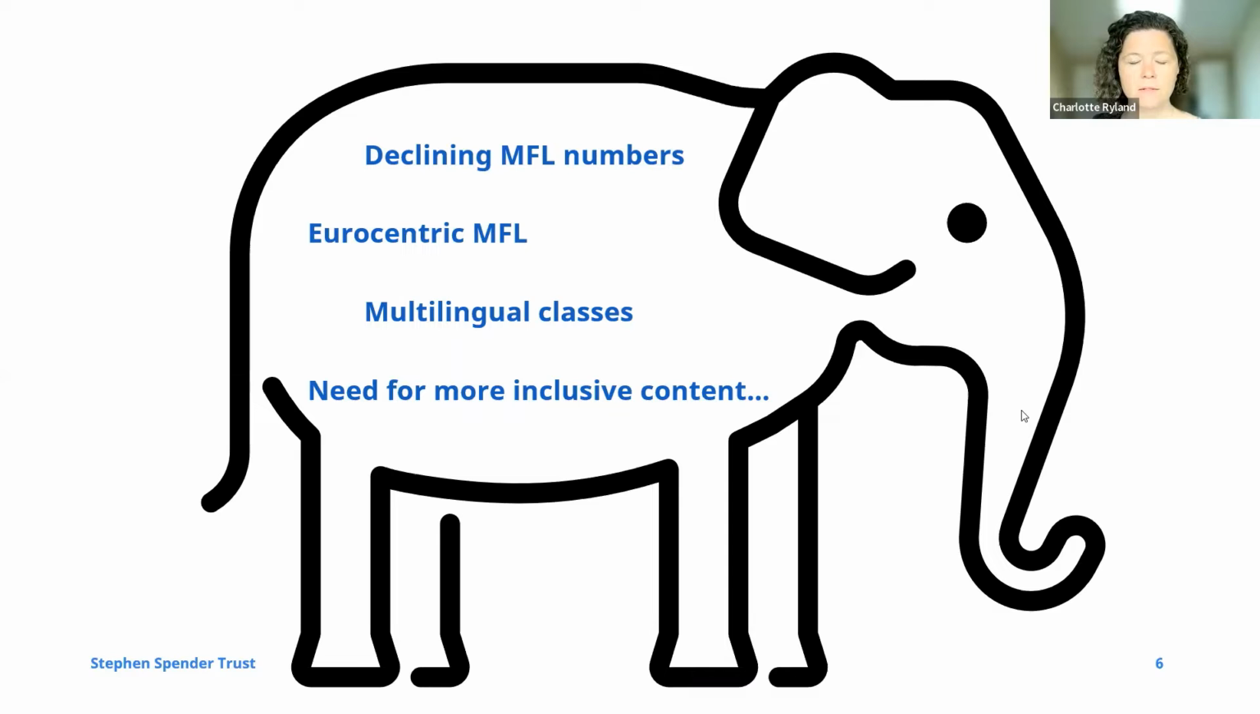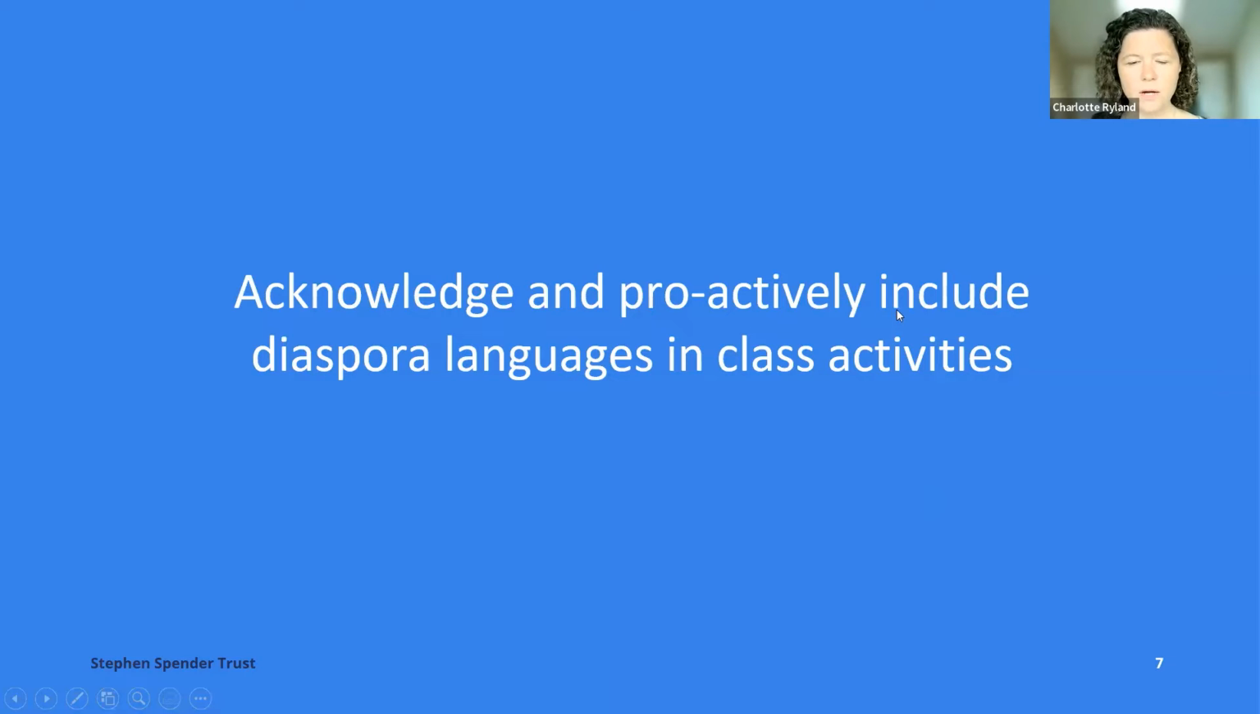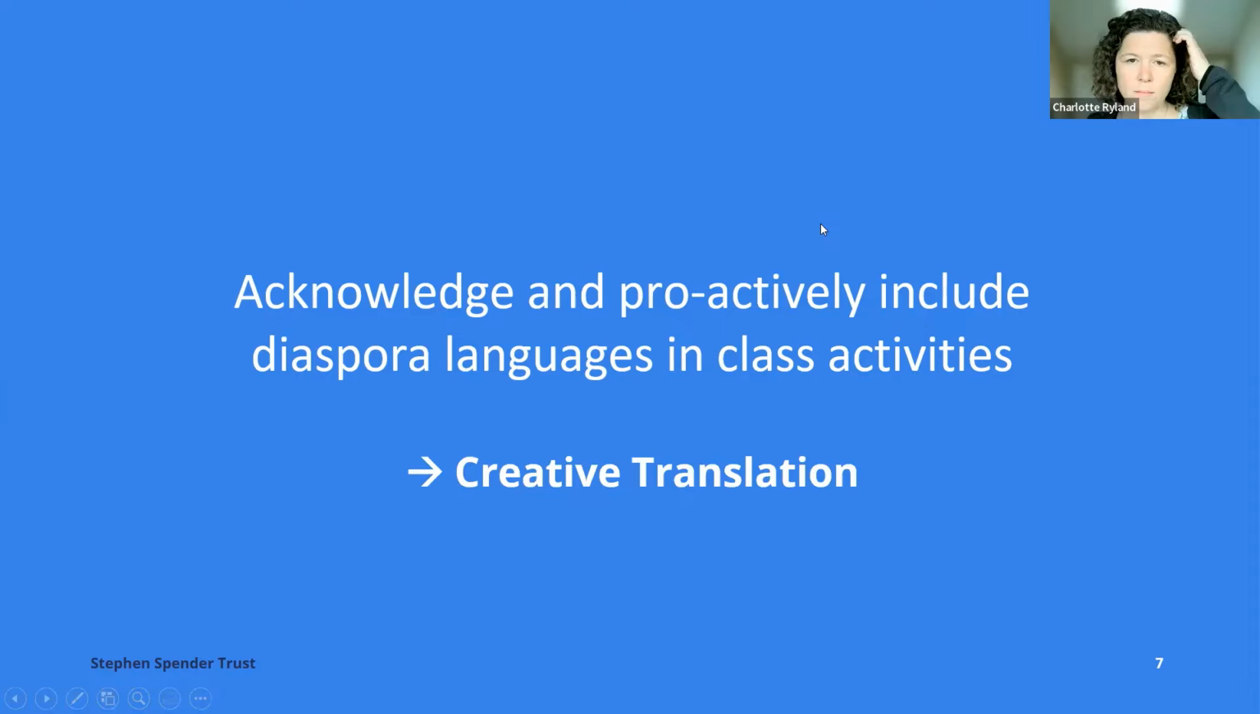looking for answers to. And at the Stephen Spender Trust, our answer to this is to foreground and centre diaspora languages. So to acknowledge and proactively include diaspora languages in class activities. And our way of doing that is through an approach that we call creative translation.